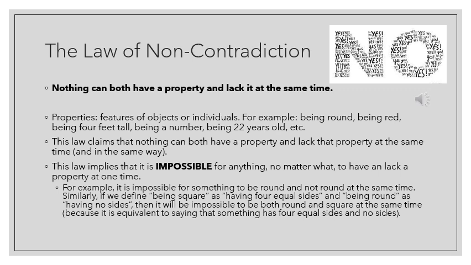The law implies that it is ultimately impossible for anything, no matter what, to ever have and lack the same property at the same time. So, for example, it's impossible for something to be round and not round at the same time. Similarly, let's define being square as having 4 equal sides, and being round as having no sides. Then it would be impossible for something to be both round and square at the same time, because that would be like saying that the thing has 4 sides and has no sides, right? And that would be a contradiction in a way.